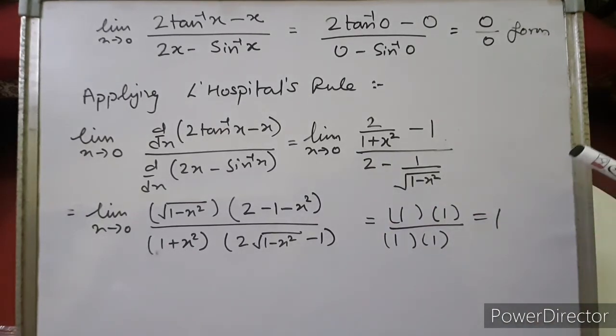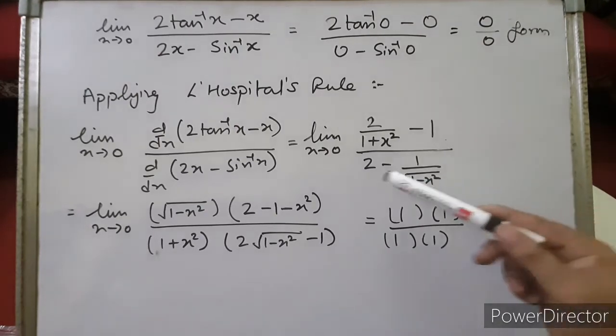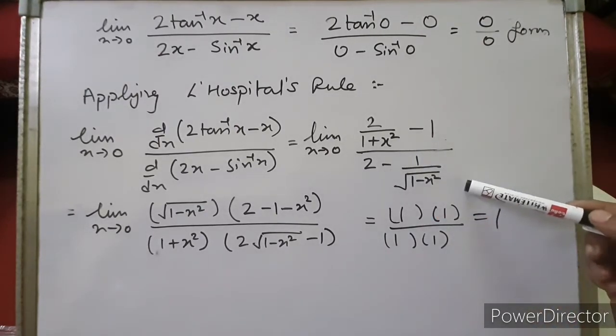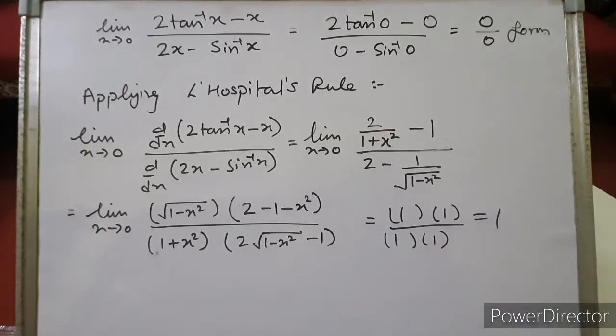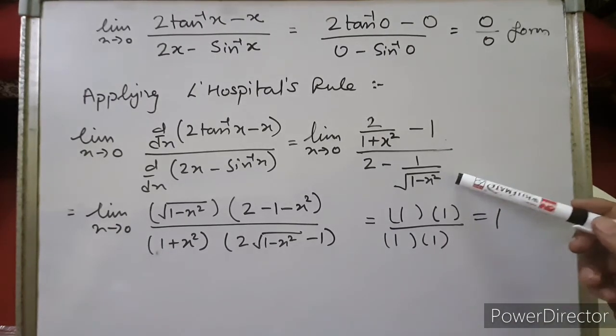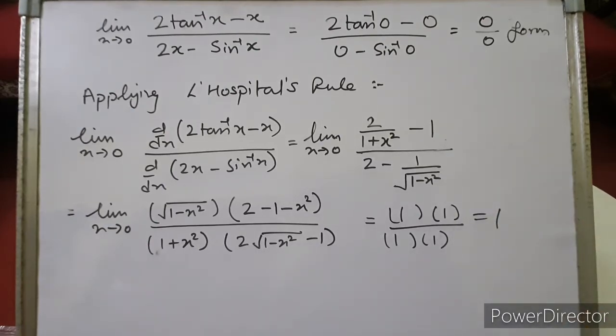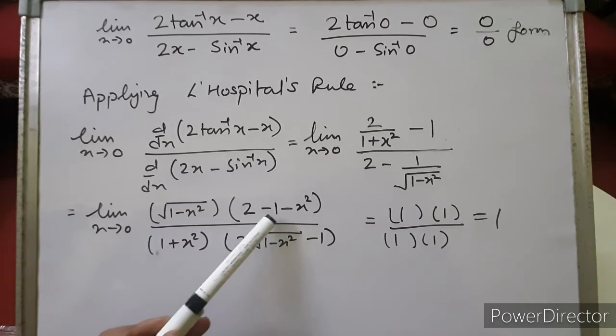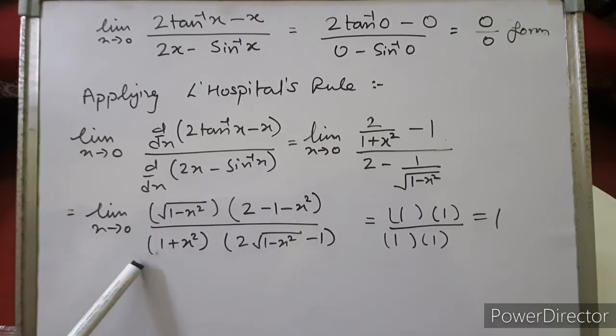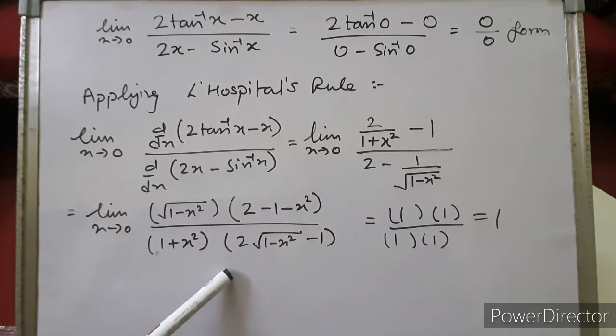Right, children? So what I have done here, I have taken the LCM in the numerator and denominator and tried to simplify this expression by taking the reciprocal of the denominator. So when we simplify the expression, it will become limit x tends to 0, under root 1 minus x square, bracket 2 minus (1 plus x square) whole, upon bracket 1 plus x square into bracket open 2 under root 1 minus x square minus 1.